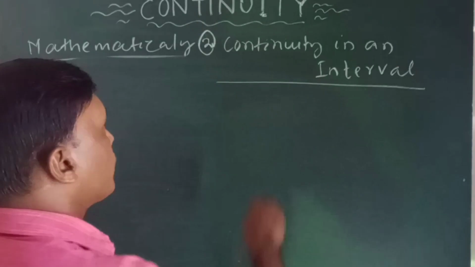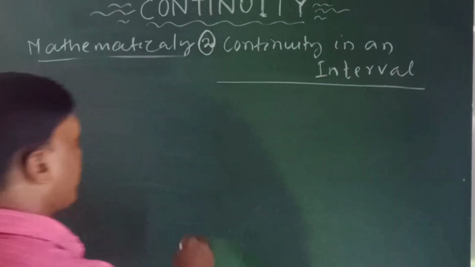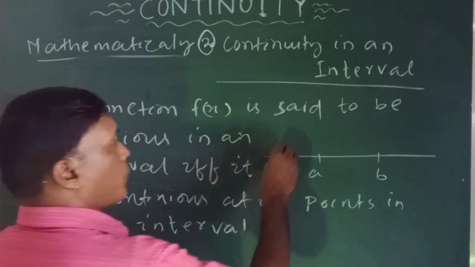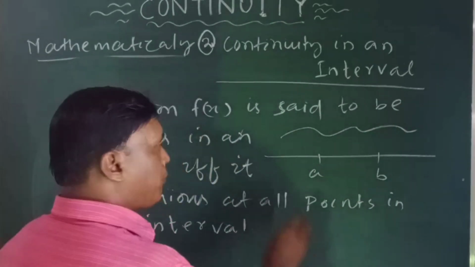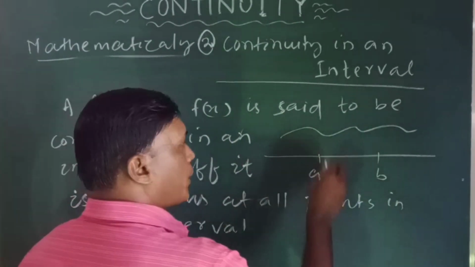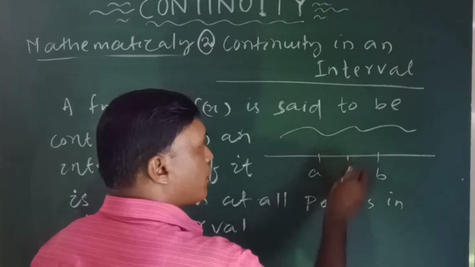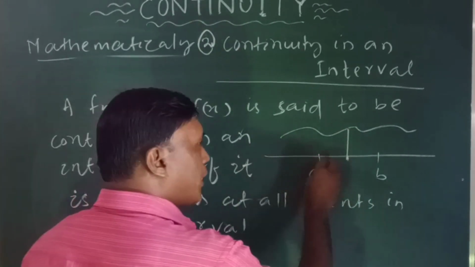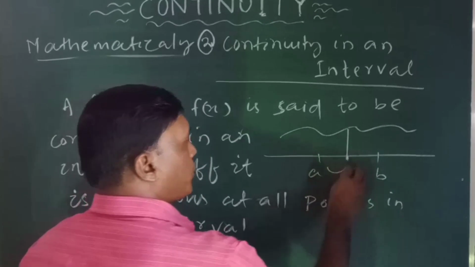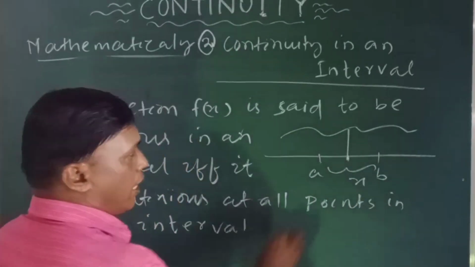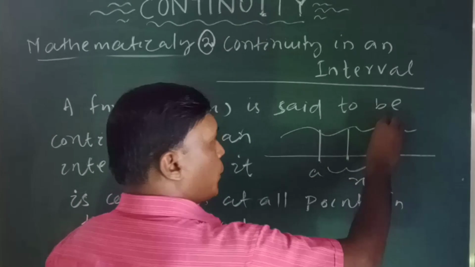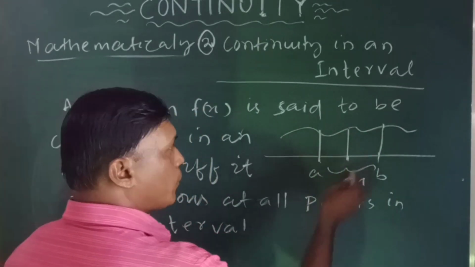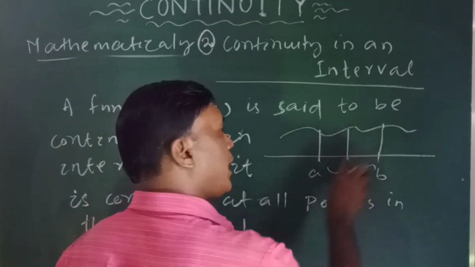Now case 2 is continuity in an interval. Suppose you are given a function whose curve is like this. In the first case we test the continuity at a point. Suppose here is a point where the function is continuous, but from a to b this is an interval. Suppose x lies in this interval, and from this point to this point, look at this graph: what we know is the graph is continuous from a to b.